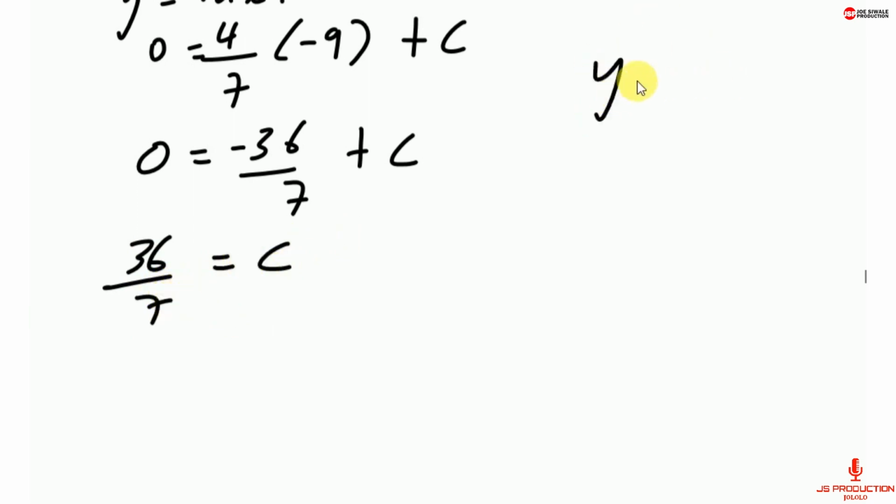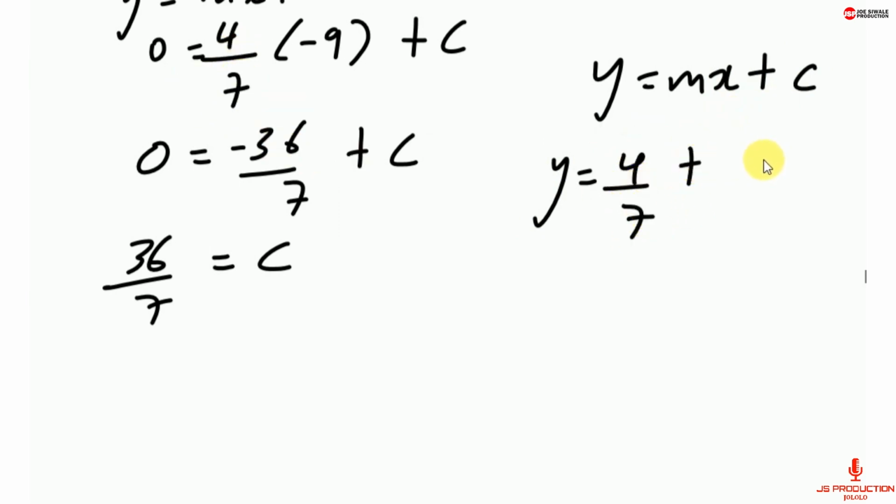So we're going to say y is equal to mx plus c. So y is equal to our gradient, we know that's 4 over 7, so 4 over 7x, then plus c, which we have calculated as 36 over 7. So that's going to be our answer.